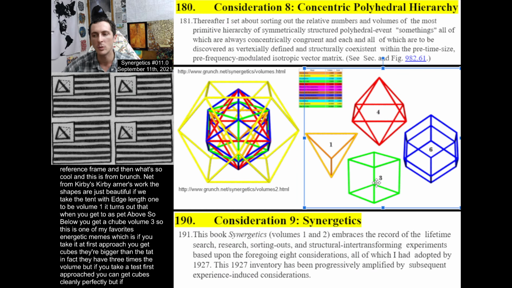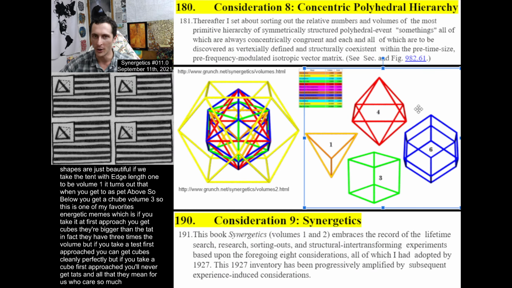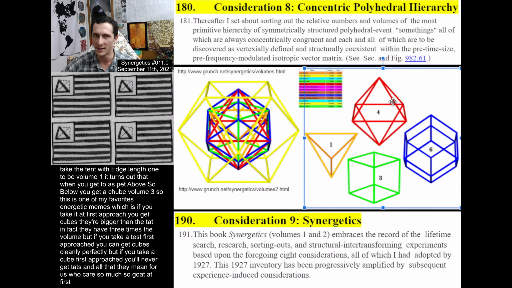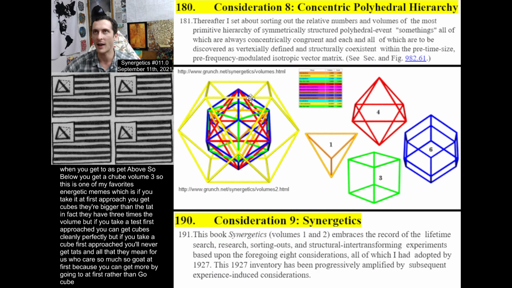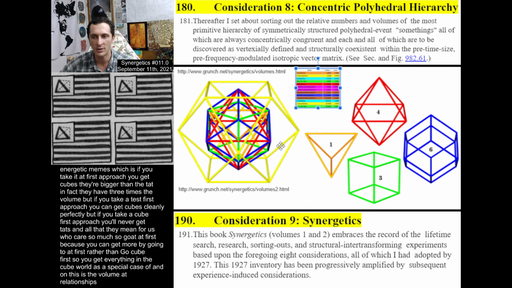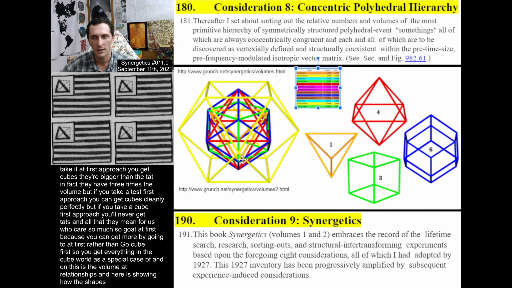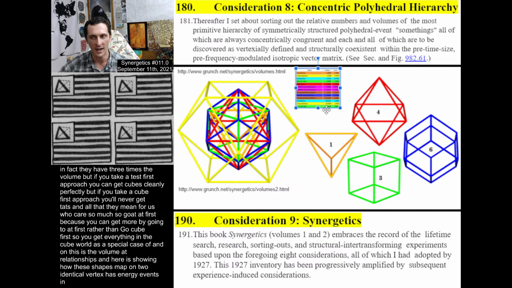But if you take a cube first approach, you'll never get tets and all that they mean for us who care so much. So go tet first, because you can get more by going tet first rather than cube first. So you get everything in the cube world as a special case of tet. And this is the volumetric relationships. And here is showing how these shapes map onto identical vertexes, energy events, in the IVM.